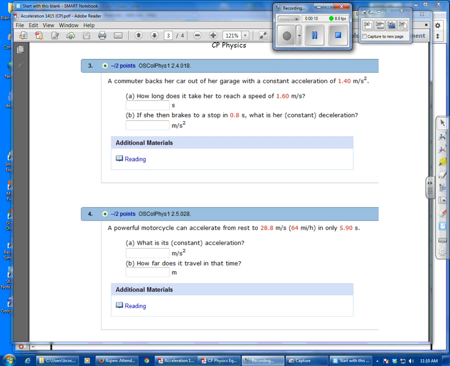Okay. So, we have a situation where the commuter backs a car out of the garage to cause acceleration to this. And we want to know how much time it takes for her to reach this speed. And then she brakes to a stop at this. And they're asking what is her acceleration, deceleration during that time.